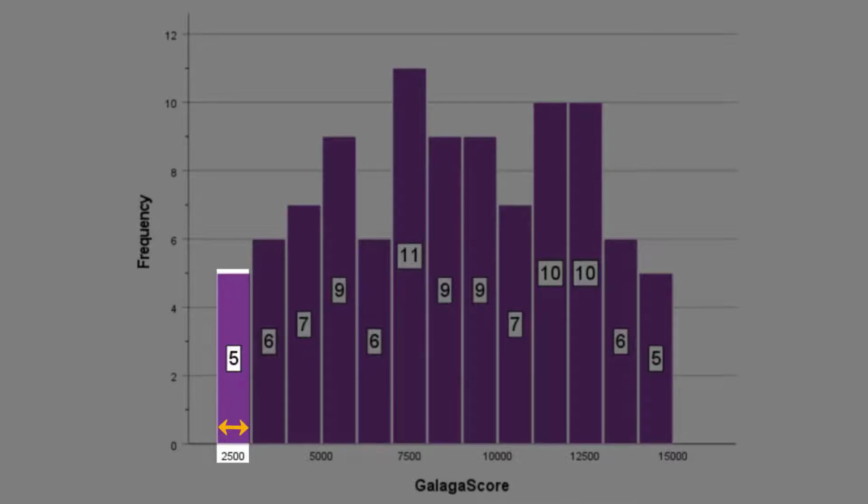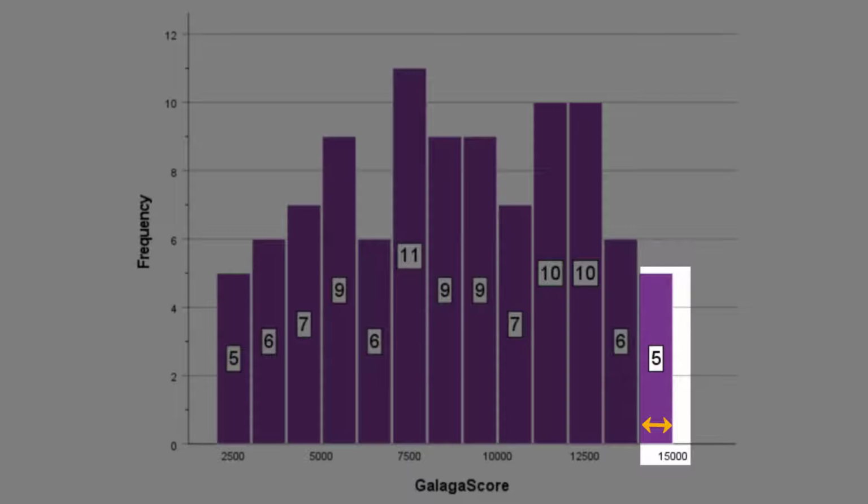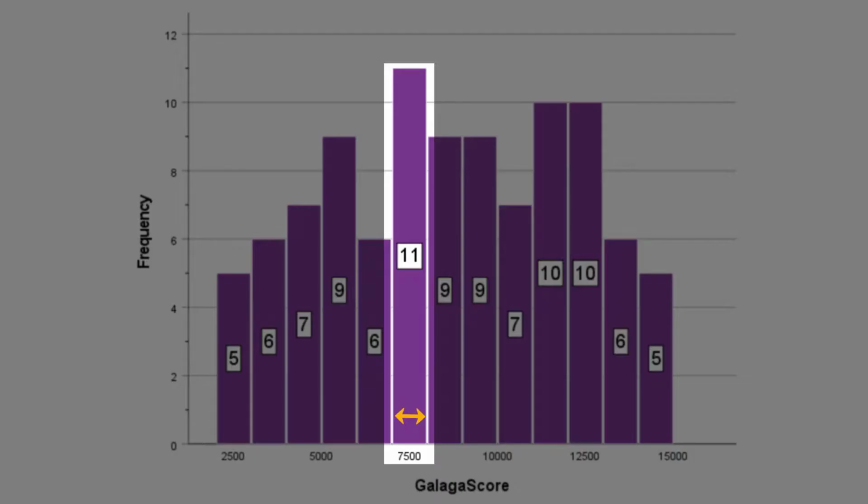We can see that 5 players scored around 2,500 to 3,500 points. Another 5 players scored around 14,000 to 15,000 points. The most common scores were around 7,000 to 8,000 points.